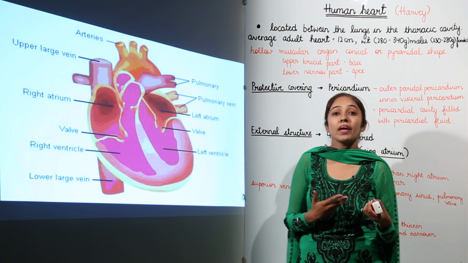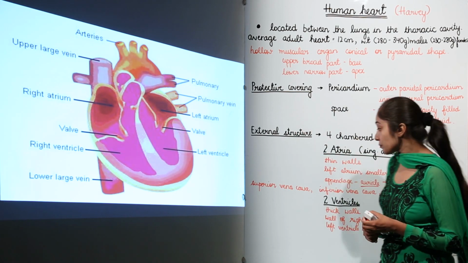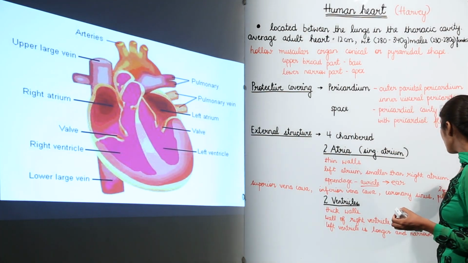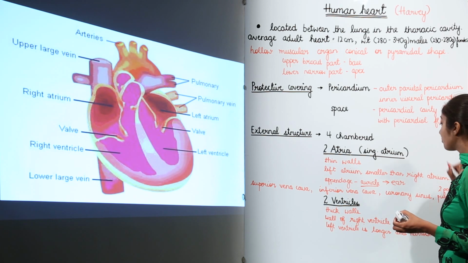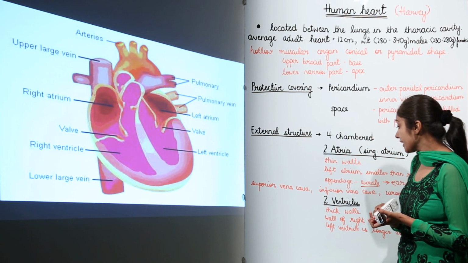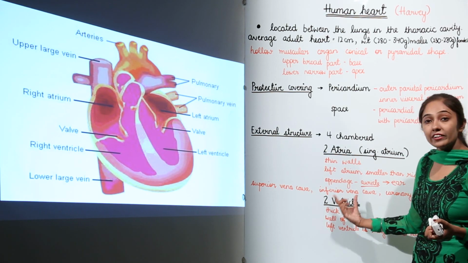We have 2 pairs of pulmonary veins, right. Moving on to the ventricles.